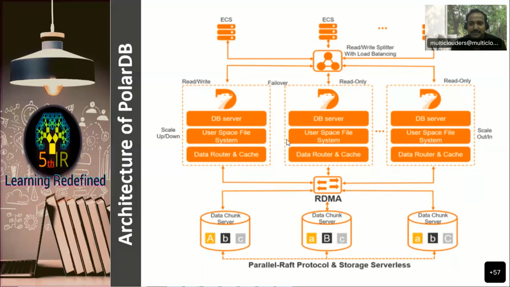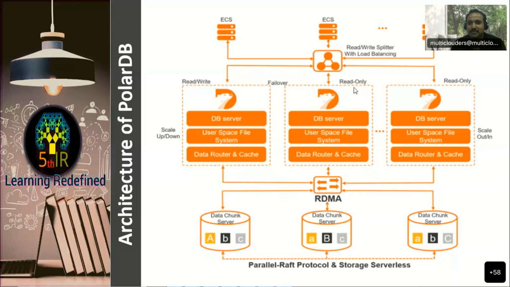This is another feature of cloud databases: we decouple the storage node and the database node. We separate the DB server and the database chunk server using a remote direct memory access, RDMA, network link. This is a high-speed network link available between the database chunk server and the database server. And to provide consistency, since the data is stored in different servers, we use the parallel raft protocol.